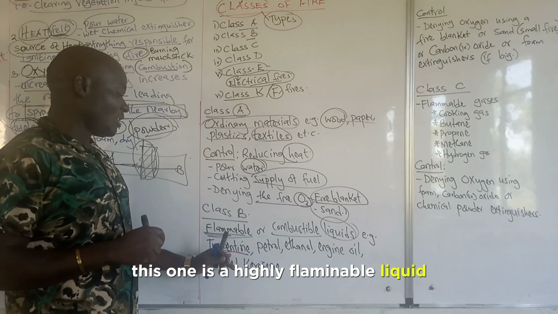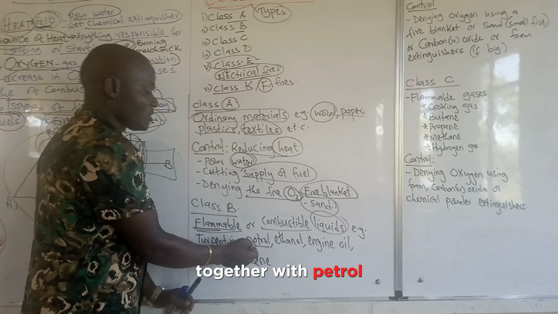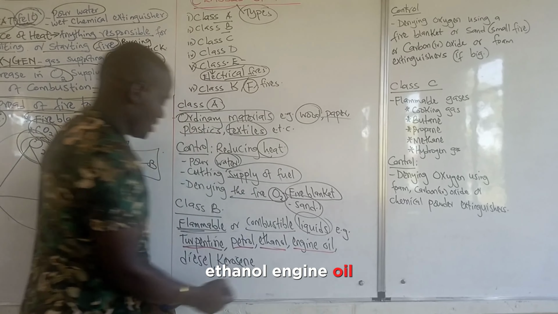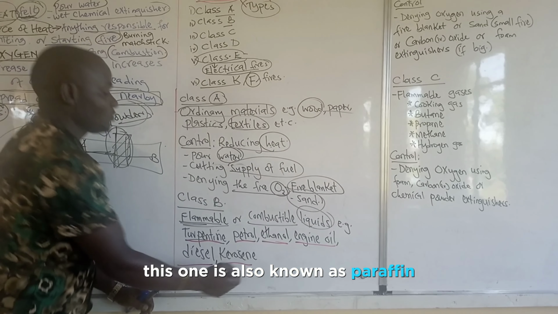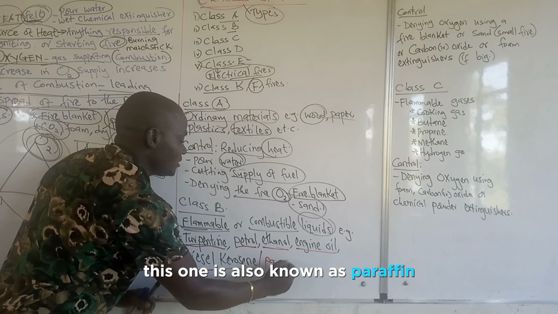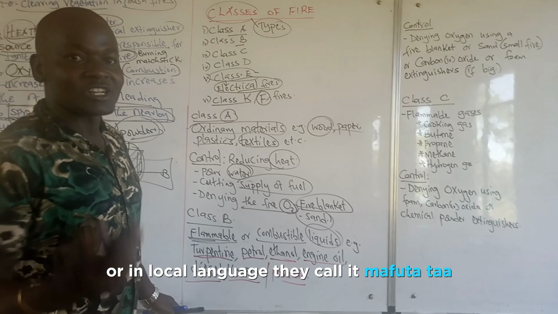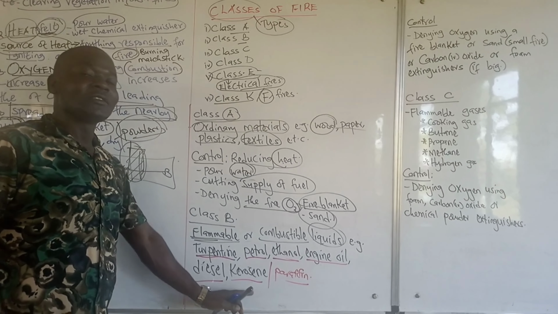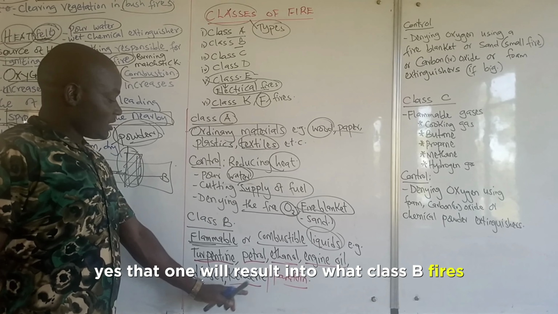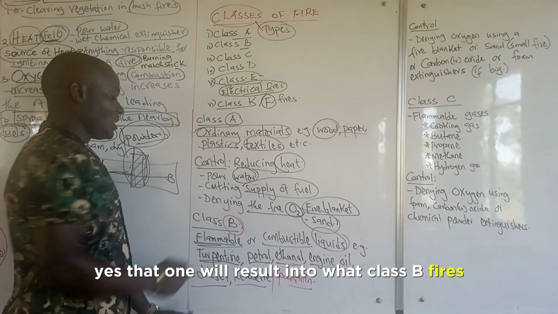This one is a highly flammable liquid, together with petrol, ethanol, engine oil, diesel, kerosene. This one is also known as paraffin, or in local language they call it mafuta taa. Mafuta taa, this one, kerosene. Yes. That one will result into what?